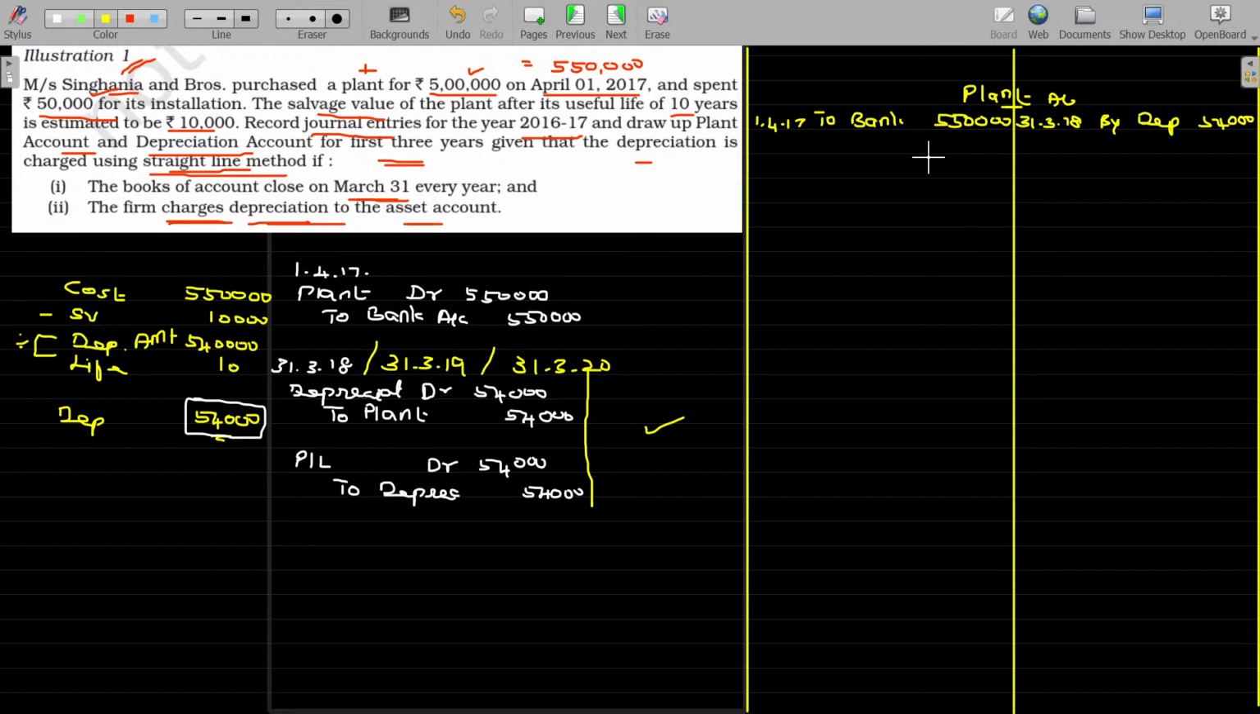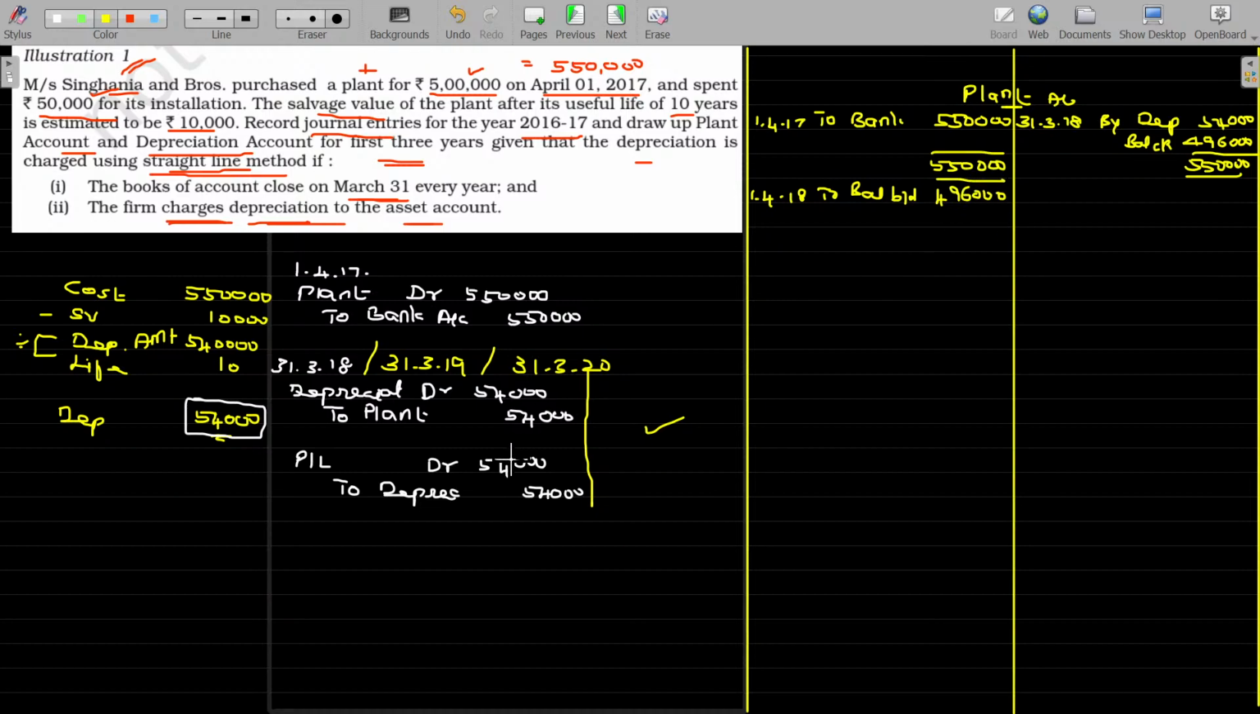Year 1 is over. I will now close this. 5,50,000. From 550, 54 is subtracted to get the closing value, which is 4,96,000. Balance carried down. That will be transferable to the next year. 1/4/18 to balance brought down, the value being 4,96,000.